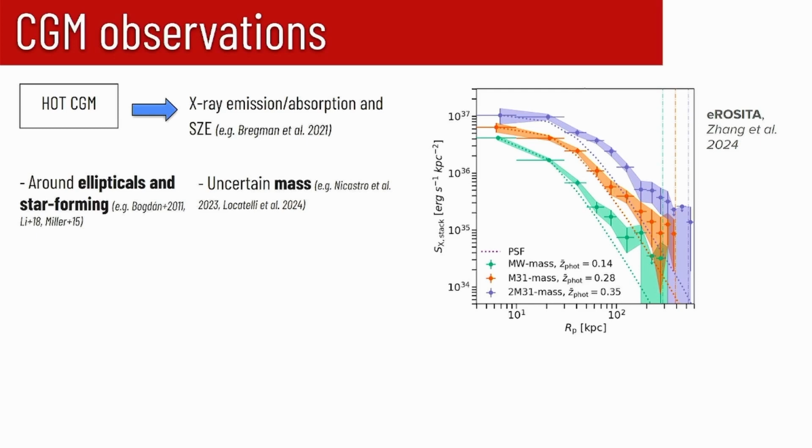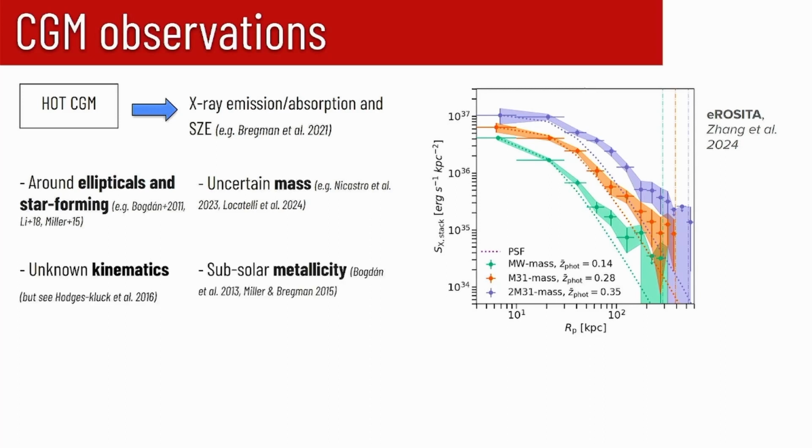And we found these hot coronae, hot circumgalactic medium, around both elliptical and star-forming galaxies. But the mass of this gas is still relatively uncertain, so we don't know what fraction of the total baryonic budget within the dark matter halo is actually in this hot component. The kinematics is also quite unknown from observations, given the lower spectral resolution of X-ray observations. We know that the metallicity looks subsolar, going from 0.1 to maybe 0.3 solar, but it's still uncertain. So what exactly is the origin and the connection of this gas with the galaxy is still debated.